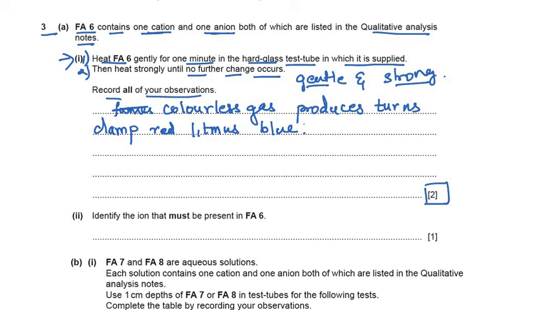And if it turns red litmus paper blue, then this gas is an ammonia gas. But here we are not supposed to write about it. We just need to write the observations only. So this is our observation. What about now strong heating? So that is our second point.